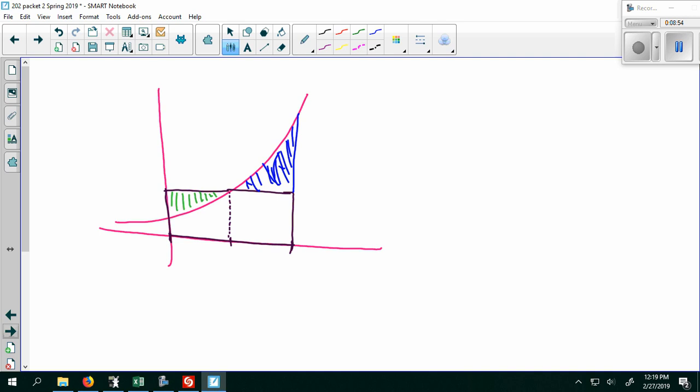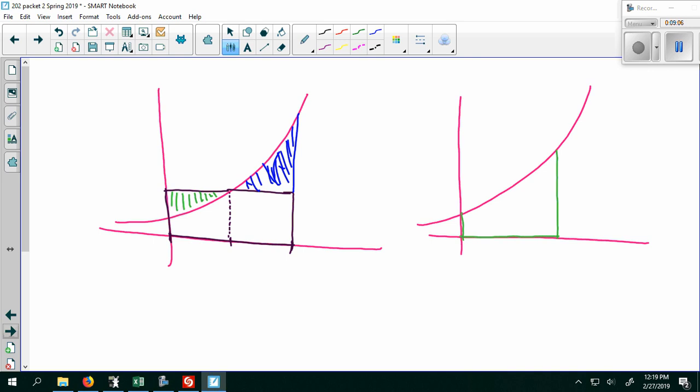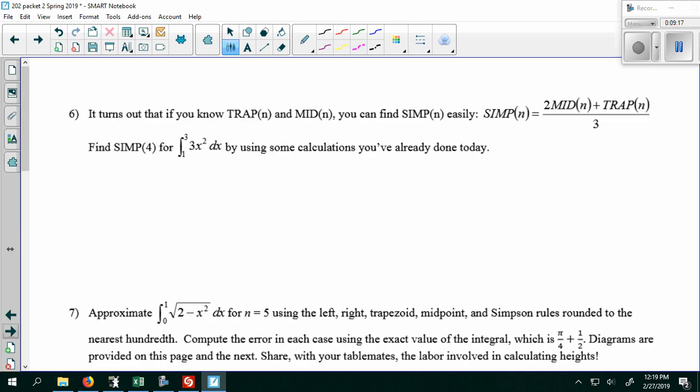Let's take a quick look. So if I draw a picture of a concave up function and I do a trapezoid to estimate the area under the curve, that trapezoid is an overestimate. There's this extra bit of area that I'm counting in the trapezoid. So trap n is an overestimate when we're concave up.